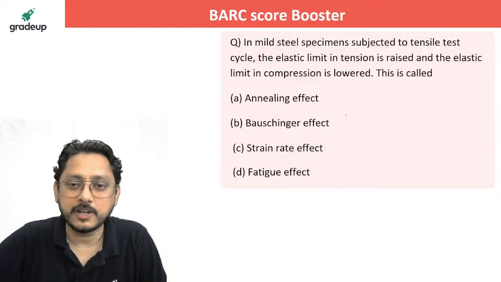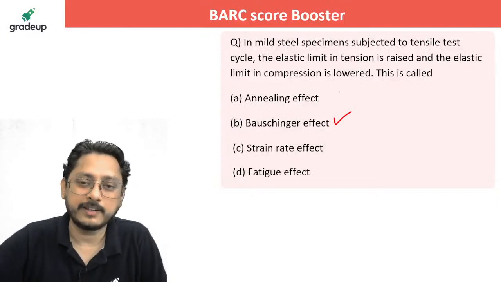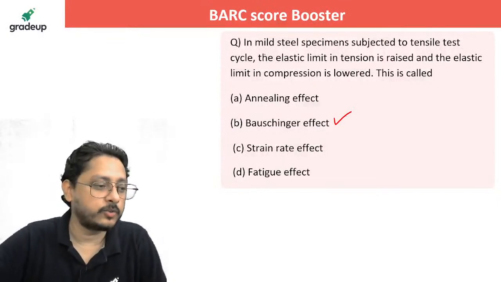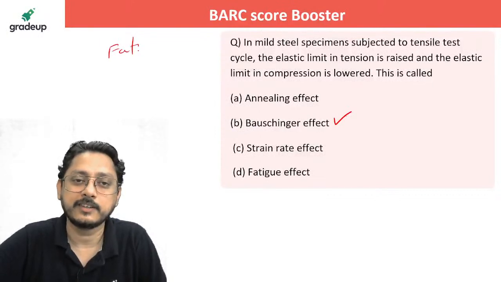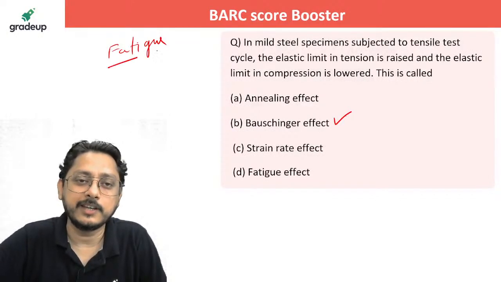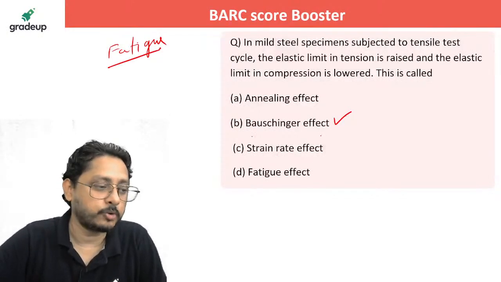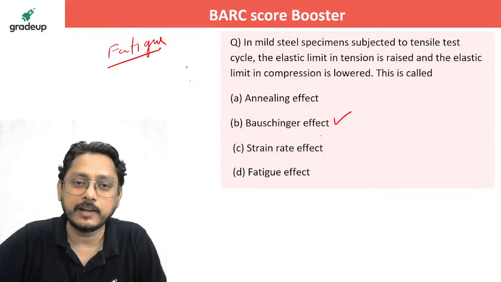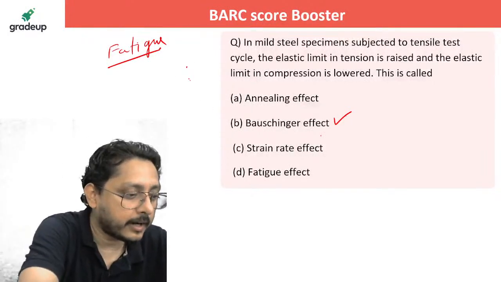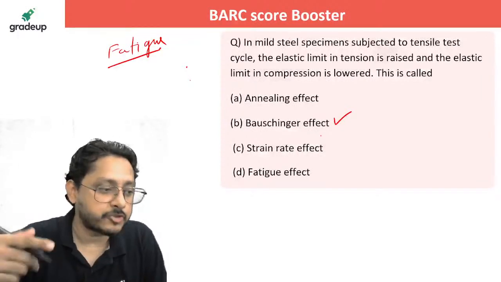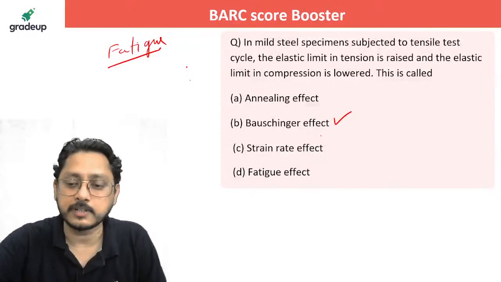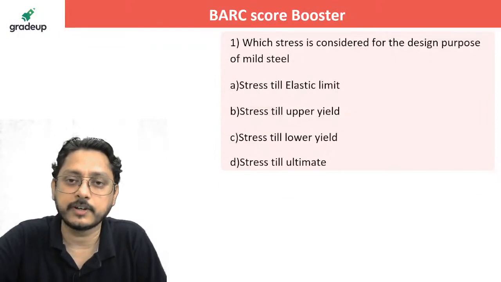it is your Bauschinger effect, that is quite obvious. Cyclic load: sometimes students see cyclic load and think only about fatigue. It is not fatigue, it is the Bauschinger effect. When the yield value comes down, when the yield value gets changed due to the stress reversal, that effect we call the Bauschinger effect, isn't it?